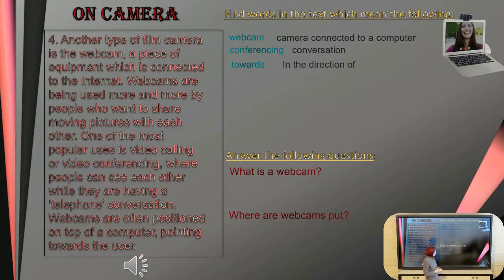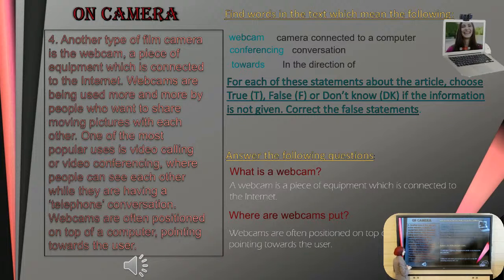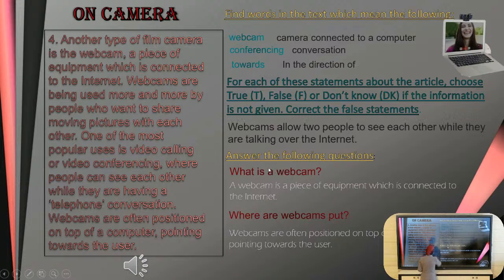Now let's answer the question. What is a webcam? A webcam is a piece of equipment which is connected to the internet. Now, where are webcams put? Webcams are often positioned on top of a computer, pointing towards the user. Let's see if the following sentence is true or false, and we have to correct it if it's false. Webcams allow 2 people to see each other while they are talking over the internet. Of course, this is a true sentence.